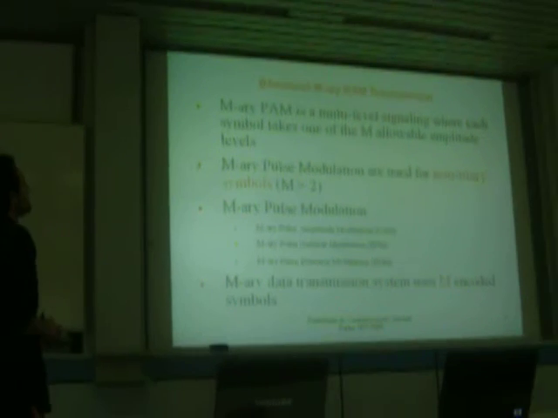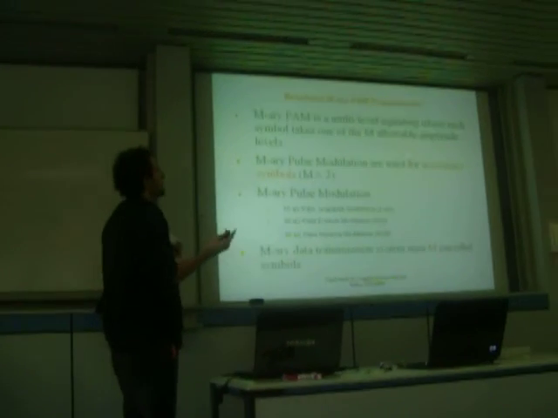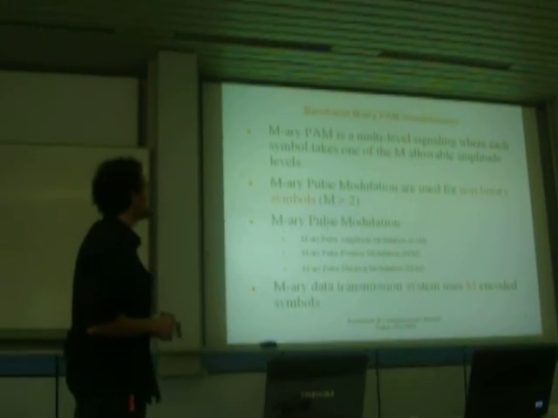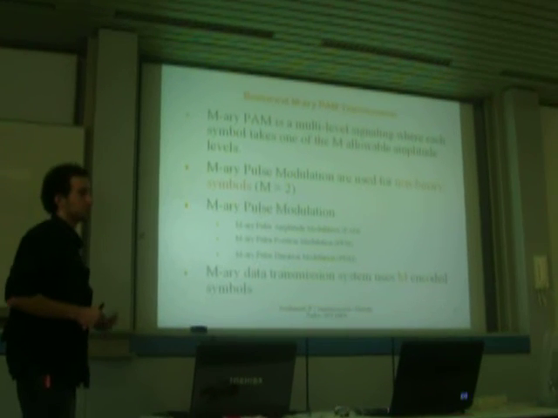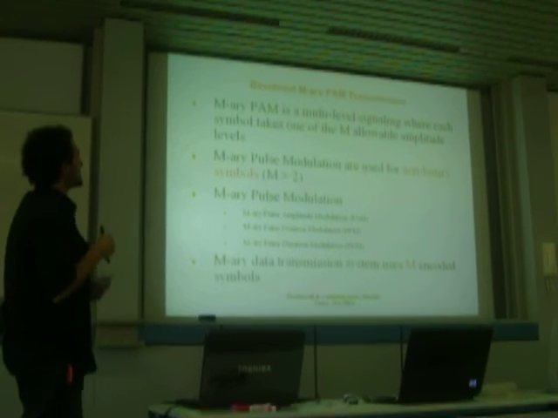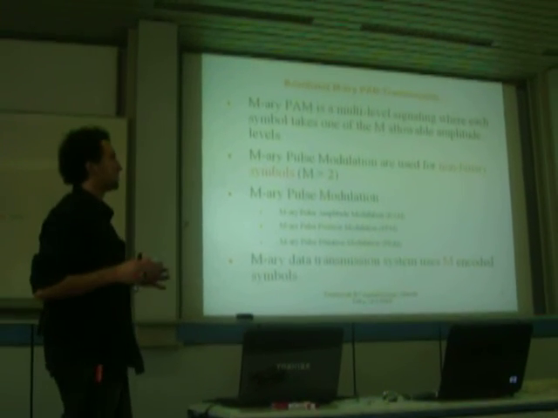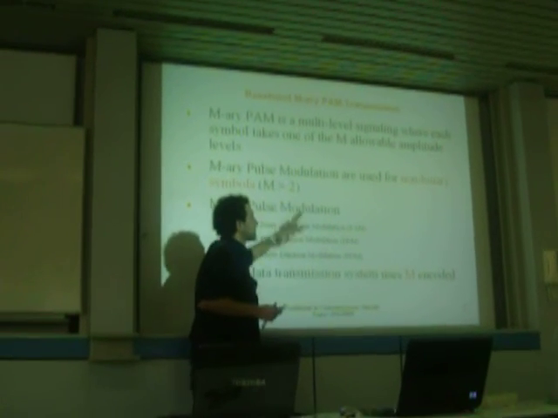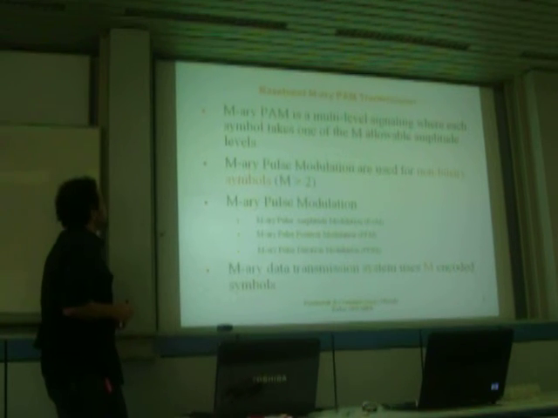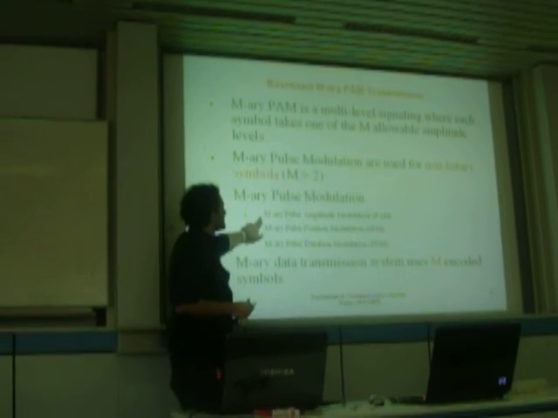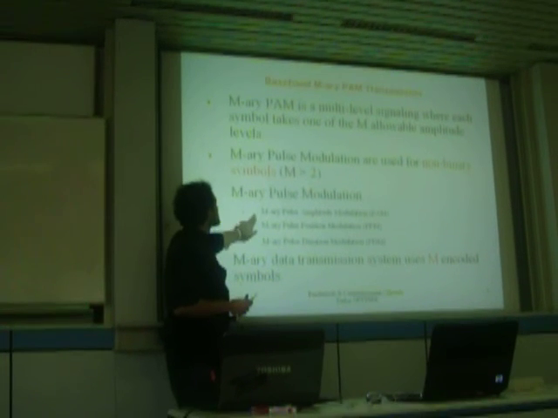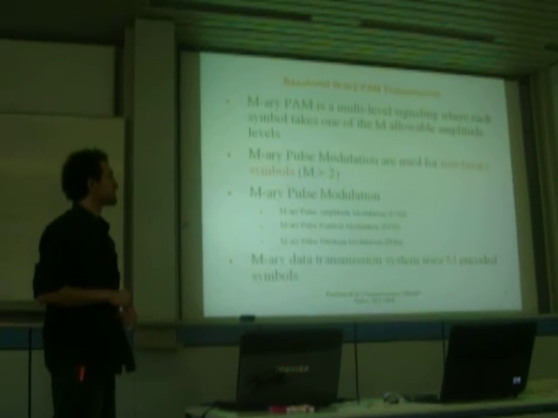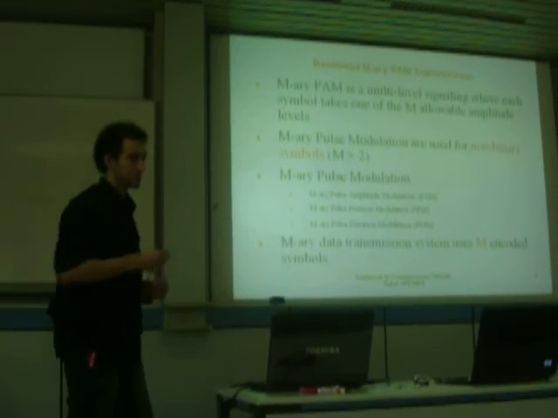On the other page, I'm talking about M. What is the M? We are using a big M. M-ary PAM is a multi-level signaling where each symbol takes one of M allowable amplitude levels. We are using M-ary pulse modulation with non-binary symbols. This is big M, our symbols, and it must be greater than 2 because we are using bits. M-ary data transmission system uses M encoded symbols.